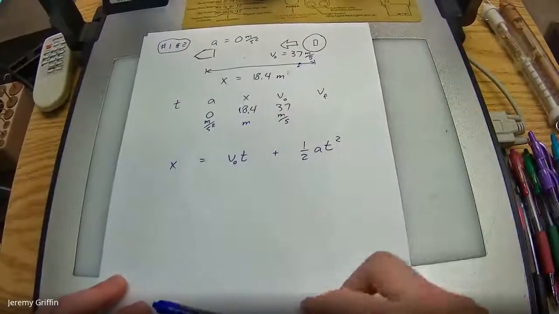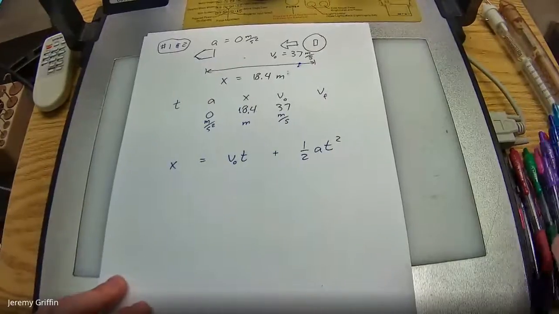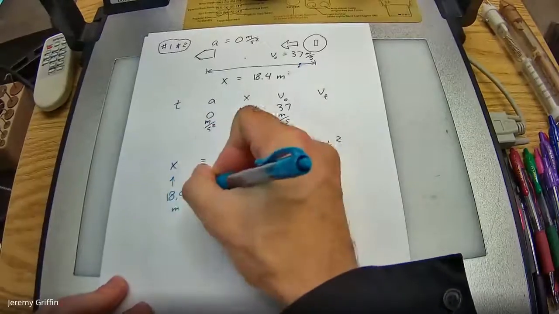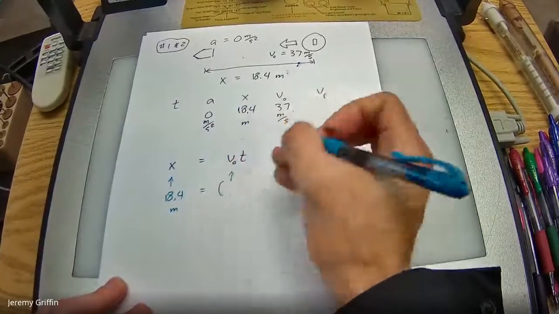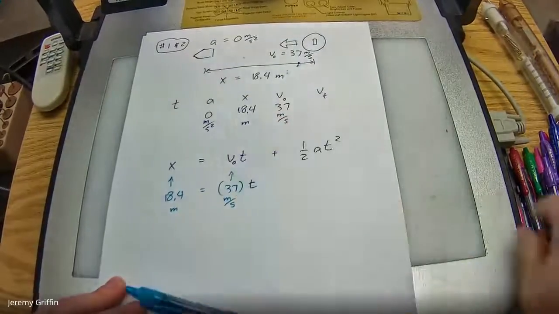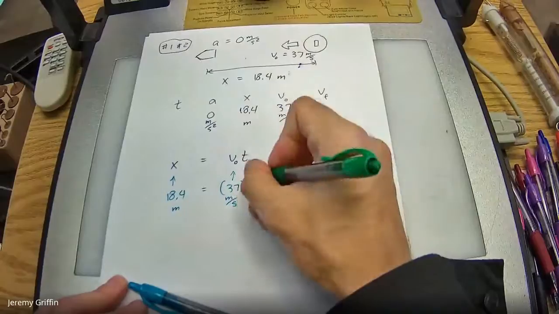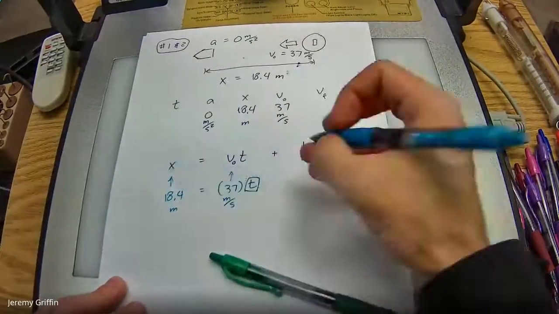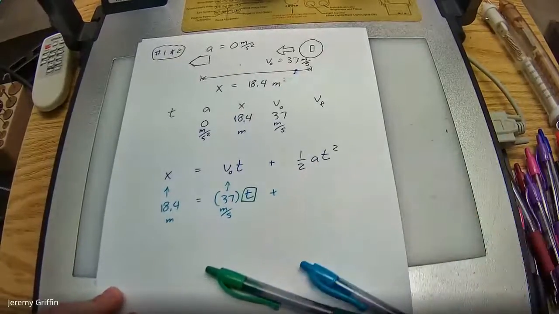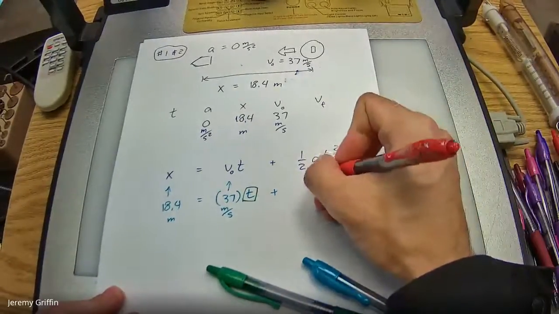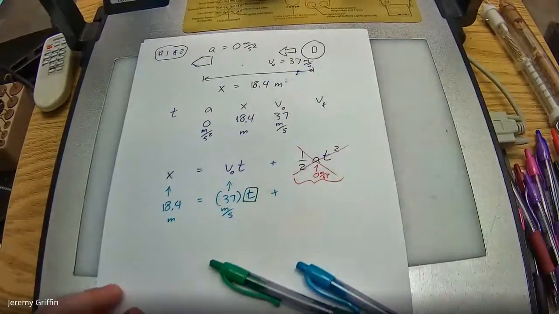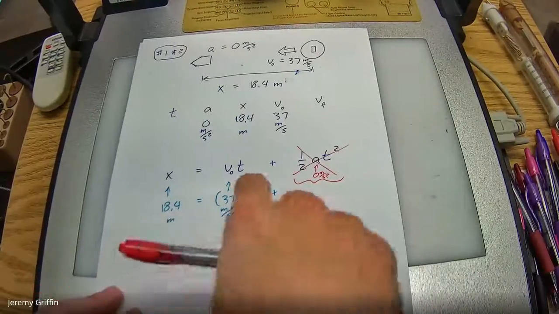Okay. But you know what? When I start plugging in numbers, let's do that in blue here. Okay. We know this is 18.4 meters. I know the throwing speed was 37 meters per second. Don't know time. Got to solve for time, right? But hey, what's acceleration equal to? 0. What happened to this whole thing? Yeah, just goodbye. Right? Hey, isn't this just distance equals speed times time?